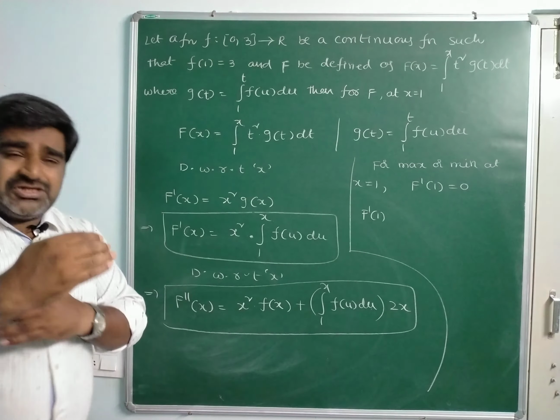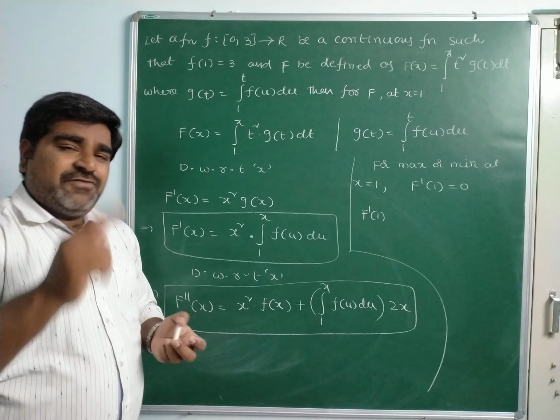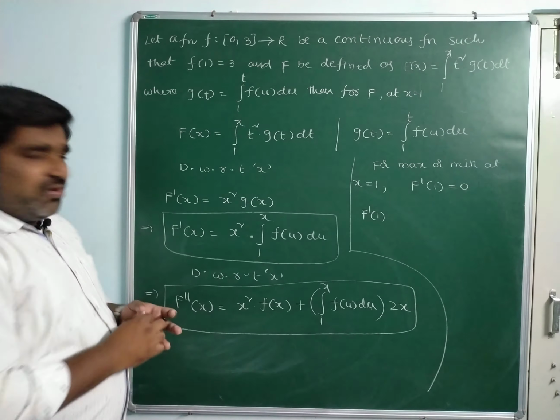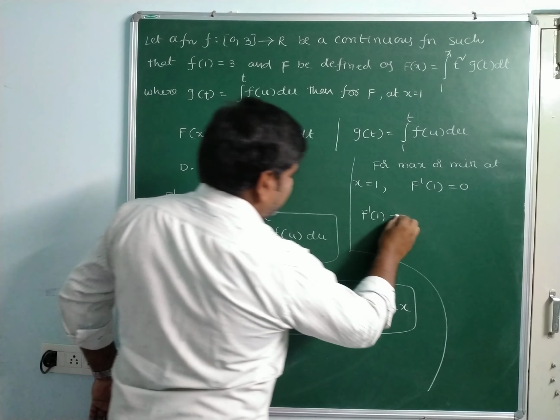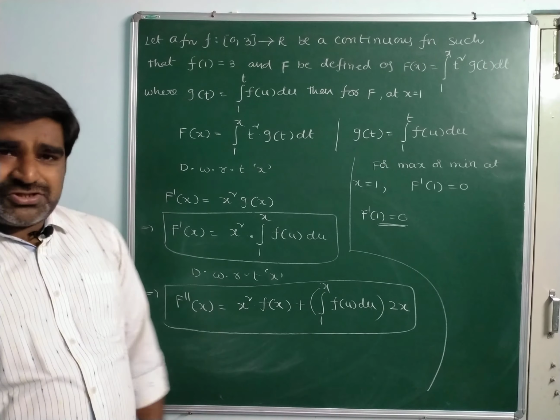Whenever in a definite integration the upper limit and lower limit are the same, the value of the definite integral becomes 0. Therefore, f dash of 1 equals 0. Clear? f dash of 1 equals 0. That means clearly the function capital F of x has either maxima or minima at x equal to 1.